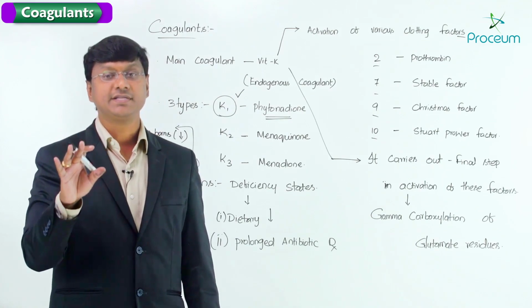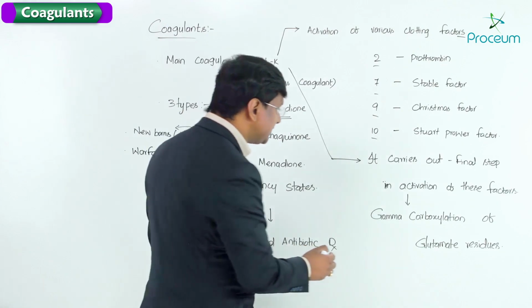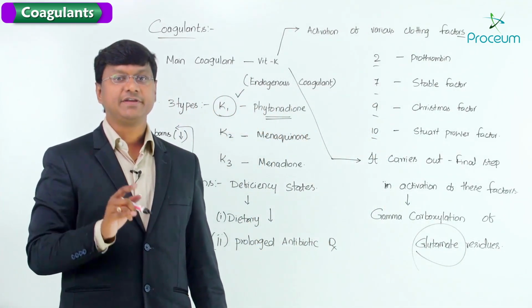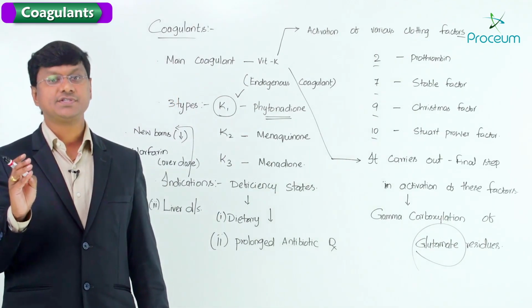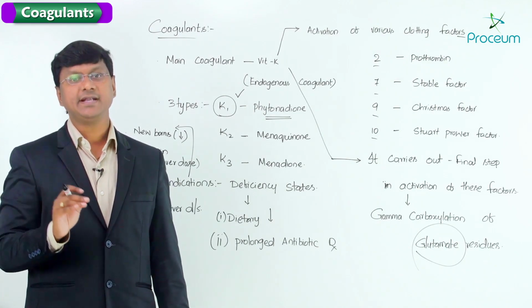It carries out the final step in the activation of these factors, that is gamma carboxylation of the glutamate residues. So this is the final step in the activation of these factors. And main indications of using vitamin K are deficiency states like dietary deficiency, prolonged antimicrobial therapy and liver diseases.